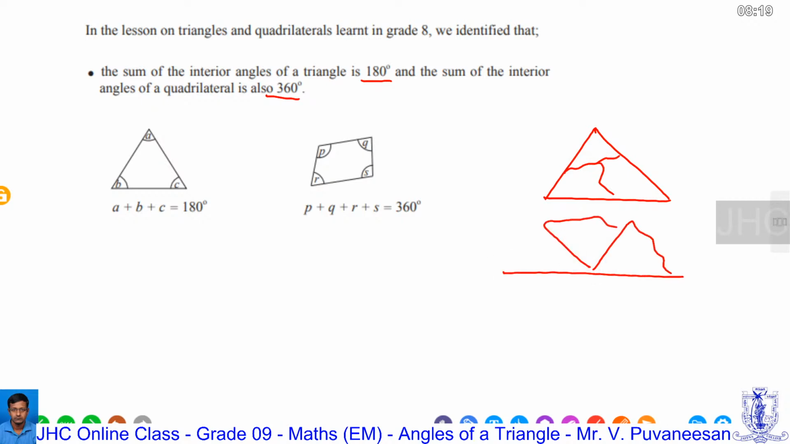It becomes like this. So these three angles, if this is A, B, C, these three angles are on a straight line. We check by putting a ruler here. So this is a straight line. So angles on a straight line are 180 degrees. So A plus B plus C is 180 degrees. So the sum of the interior angles of a triangle is 180 degrees.